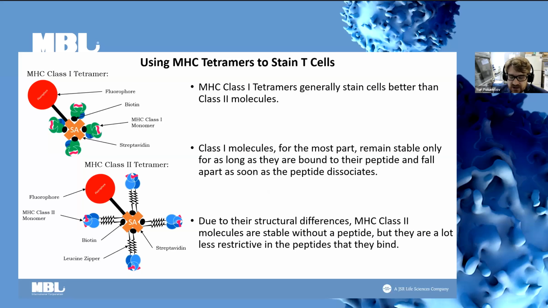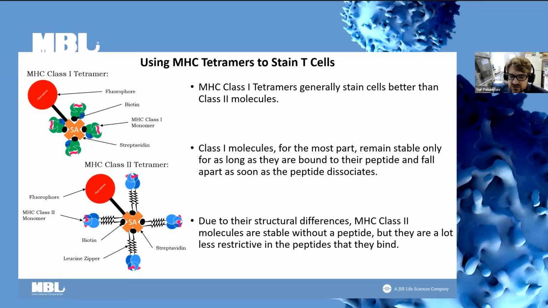bit longer. Using this approach, 4 MHC molecules were bound together with an avidin molecule, and the first peptide MHC-based staining of T cells was performed by the Altman lab in 1996. Since then, tetramers have become commonplace in any lab trying to identify a specific T cell population. Tetramers for both class 1 and class 2 molecules have been developed over the years.